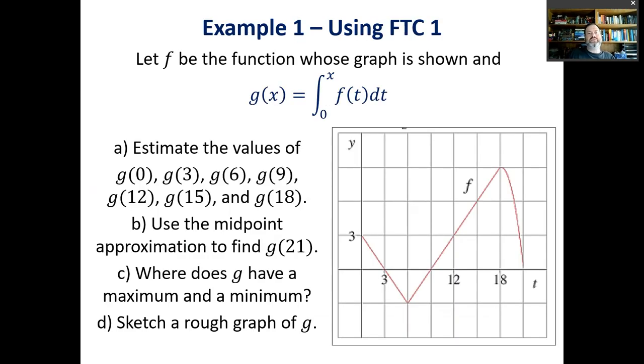So we're going to jump right in and do an example. So the example here is this function. And so this is f, and we want g of x to be the area so far. So we want it to be a running tally. As we move x, what happens to the area between the curve and the x-axis? So we're going to estimate a bunch of points along. Then for part B, we have this weird curve, so we're going to use the midpoint approximation to find that. We're going to talk about the maximum and minimum on this interval, because we're on the interval 0 to 21, right? 0, 21.